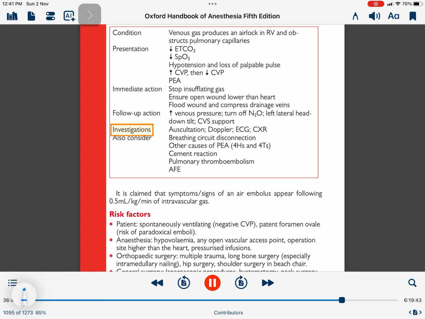CVS support and investigations: auscultation, Doppler, ECG, CXR. Also consider breathing circuit disconnection. Other causes of PEA: 4Hs and 4Ts, cement reaction, pulmonary thromboembolism.